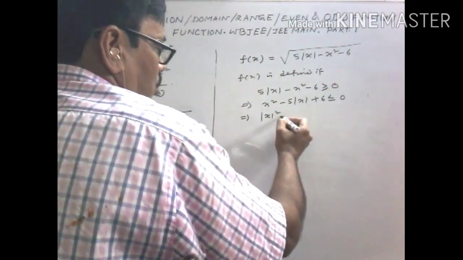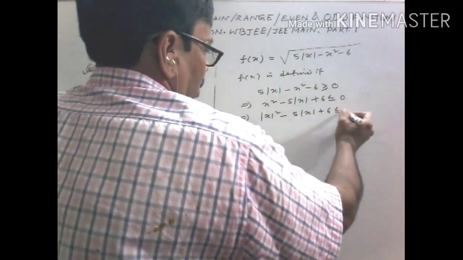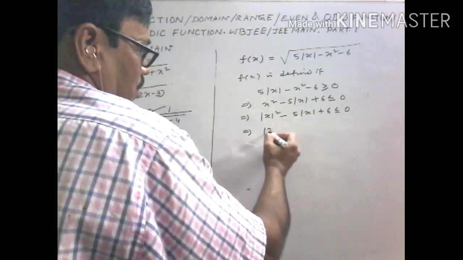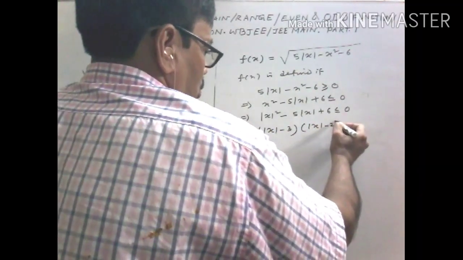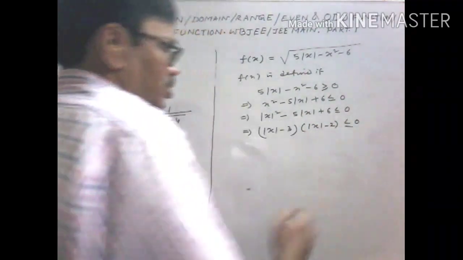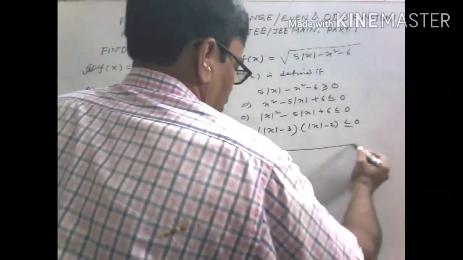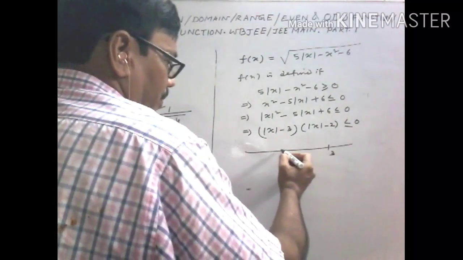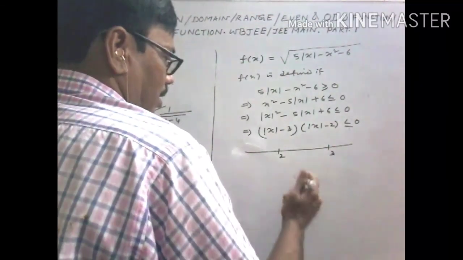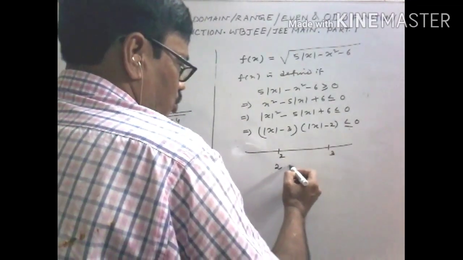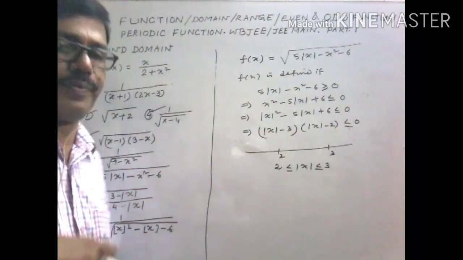So we can write it as |x| whole square minus 5|x| plus 6. Factorize it: (|x| minus 3) and (|x| minus 2) less than or equal to 0. By the previous method, look, this is 3, this is 2, so it lies inside the interval. So what we are getting? 2 less than or equal to |x| less than or equal to 3.